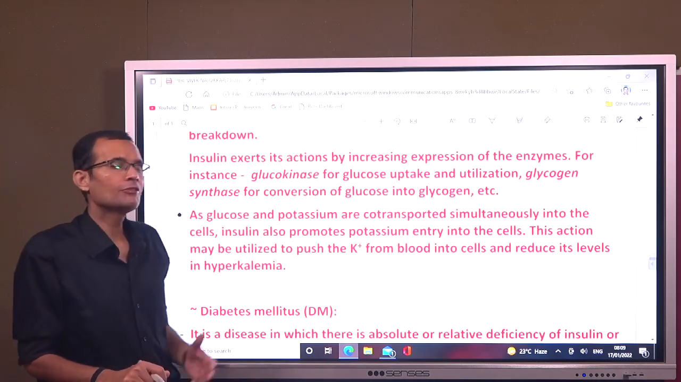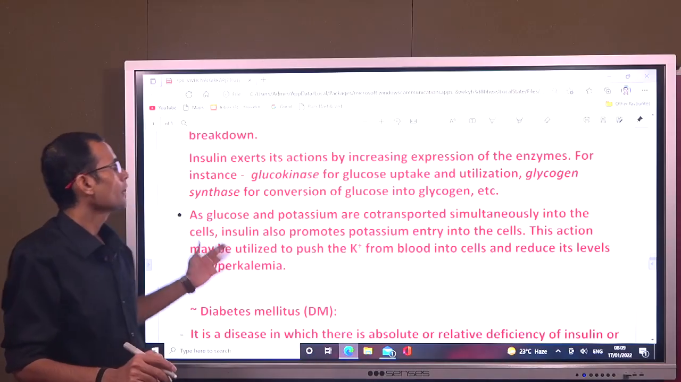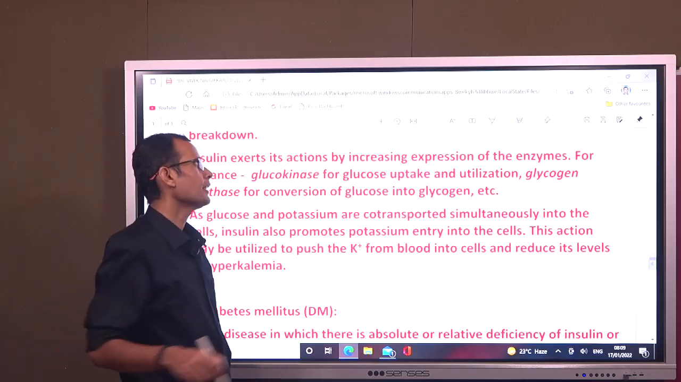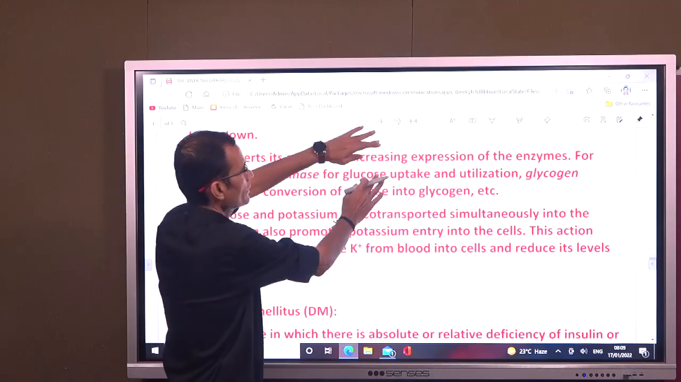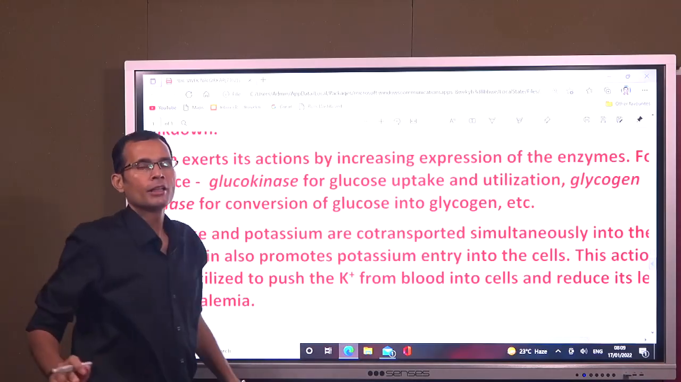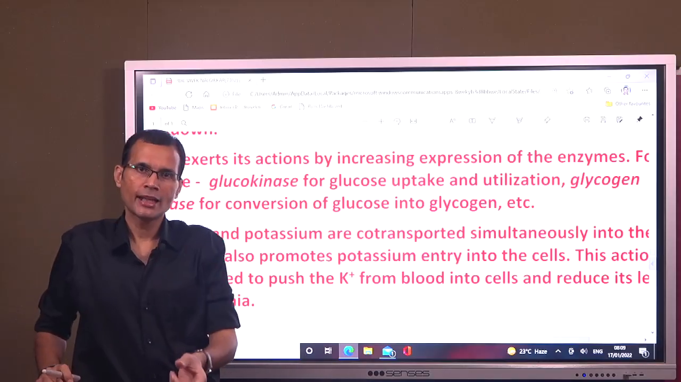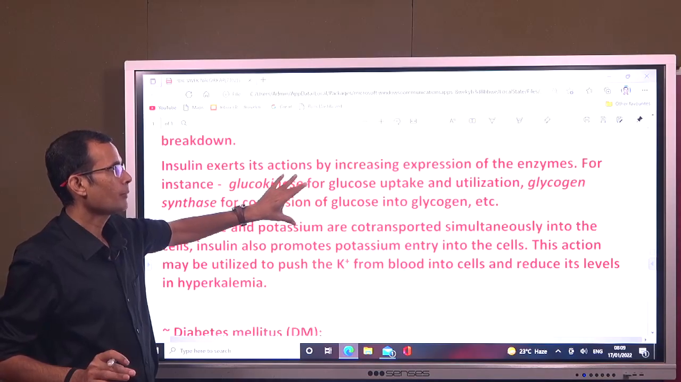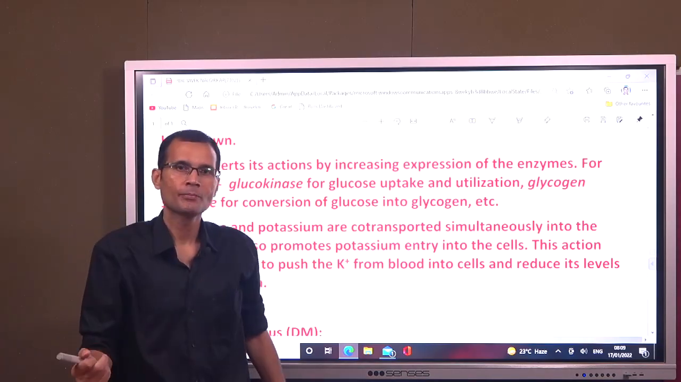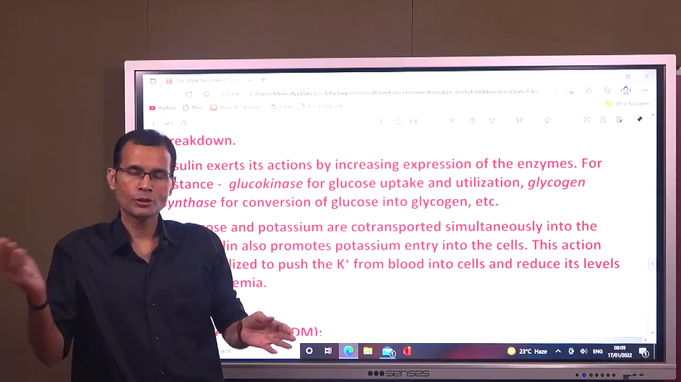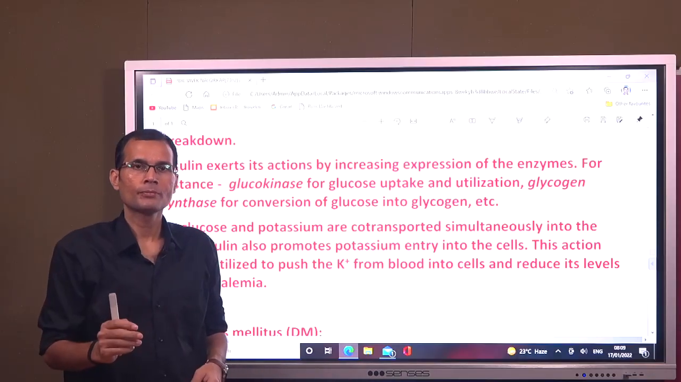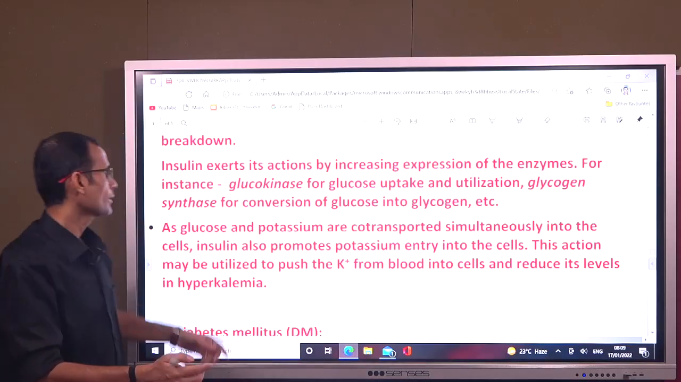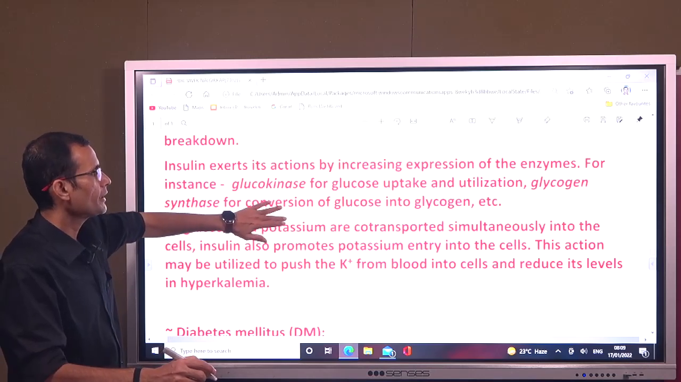How does it achieve all these things? By increasing the expression of the enzymes. It will increase those enzymes which are involved in these processes. For example, glycogen synthase, which promotes glucose conversion to glycogen. Now, this will be upregulated by insulin so that glycogen formation is promoted.